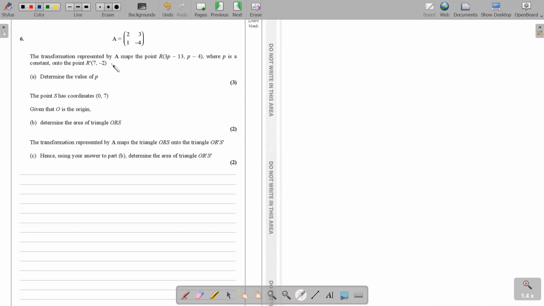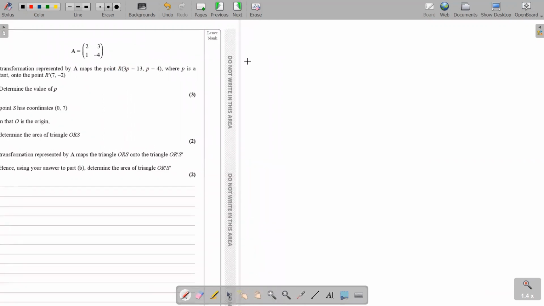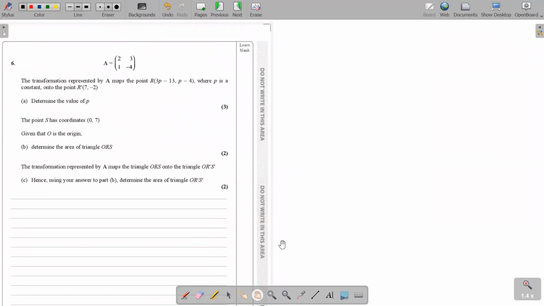Question number 6. The transformation represented by A maps the point. Okay, so now this is the point, the object coordinate, right? So your object coordinate is R and the image coordinate is R dash. So how does it map? The normal equation we use in F1 is your transformation matrix multiplied with the object coordinate equals your image coordinate. So you cannot switch the terms. You cannot switch these two matrices. You have to go in this order.